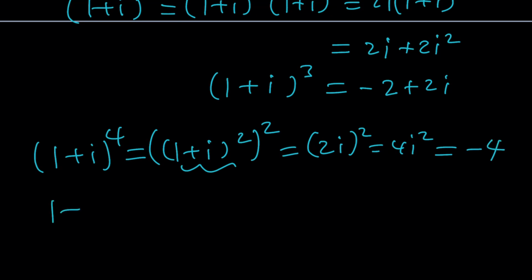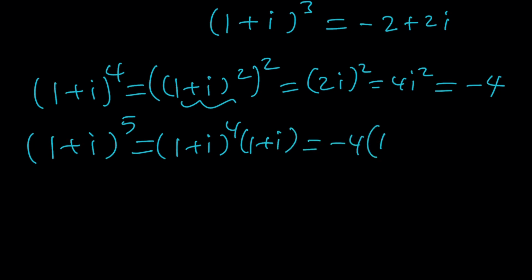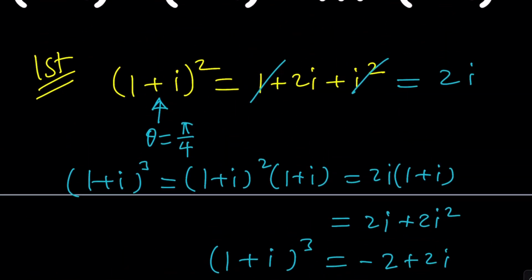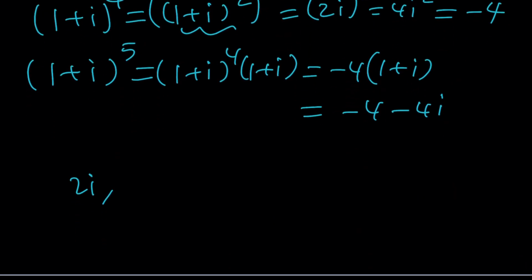Let's do the fifth power. Maybe it'll give us a pattern, because so far I didn't get anything helpful, or at least I couldn't figure it out. (1 plus i) to the fifth, I can just multiply (1 plus i) to the fourth by (1 plus i), and that's going to give me -4 times (1 plus i), and that'll be -4 minus 4i. Okay, cool. Let's go ahead and write these powers. Second power is 2i. Third power is -2 plus 2i. The fourth power is -4. Fifth power is -4 minus 4i.